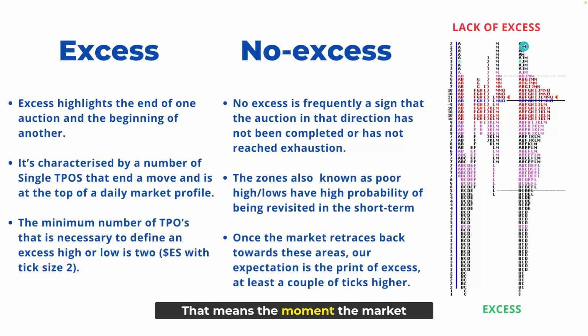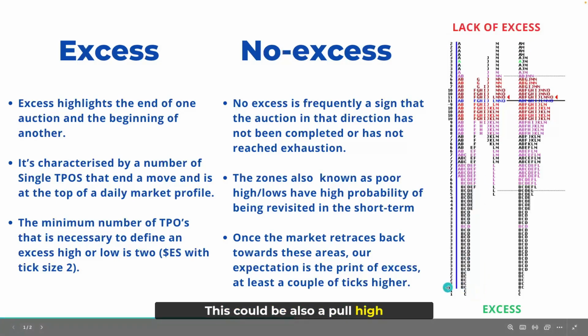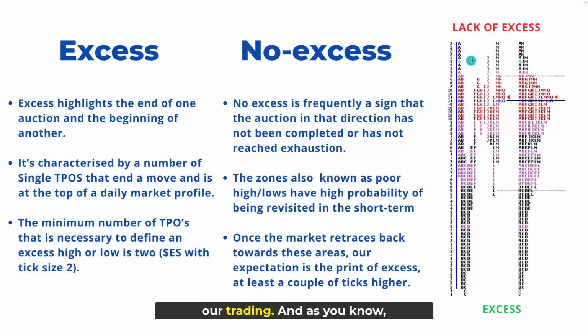That means the moment the market pokes above this area, they have to close their positions, meaning that a lot of times, that we will also see on the next slide, we will have the market spiking higher the moment that you revisit this poor high. This could also be a poor high and a poor low down here, okay? So this can add context around our trading. And as you know, market profile is not a trading strategy.